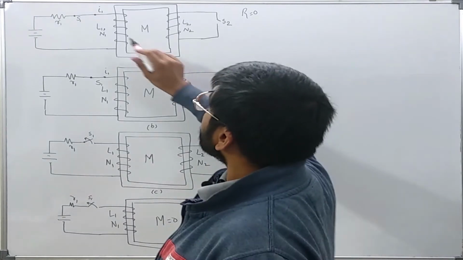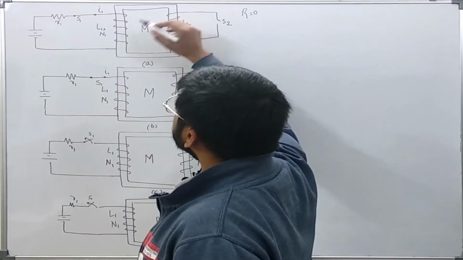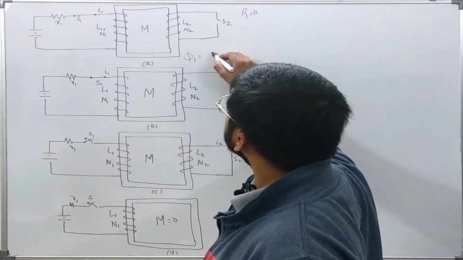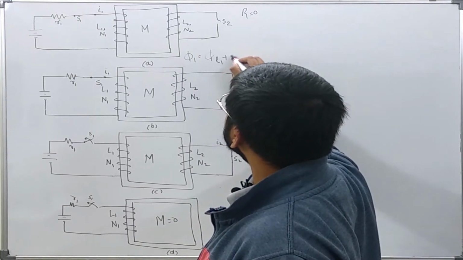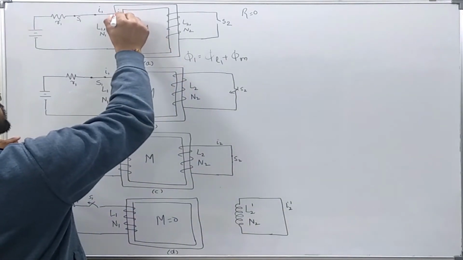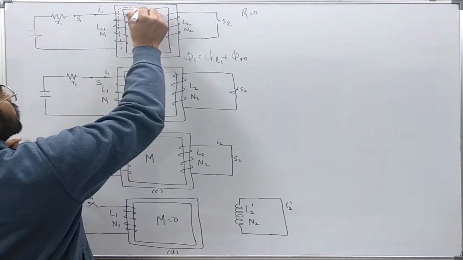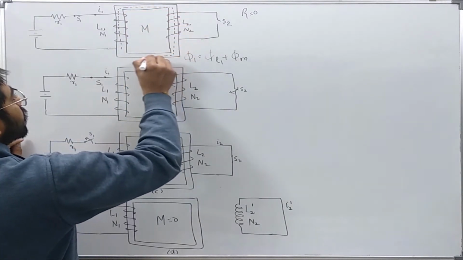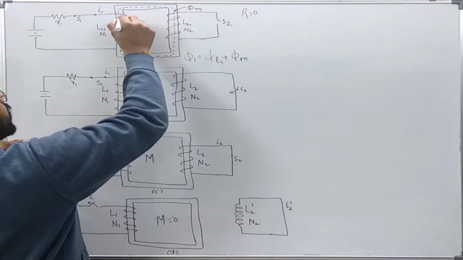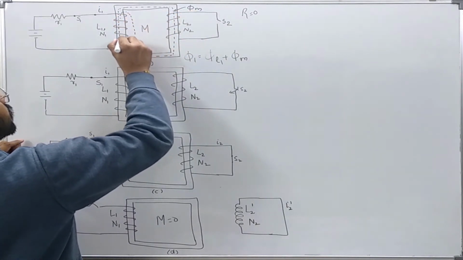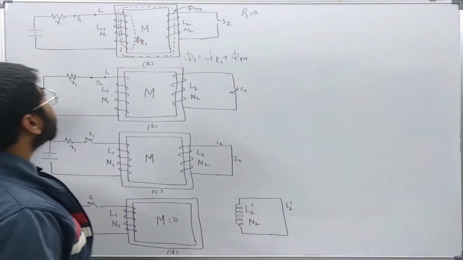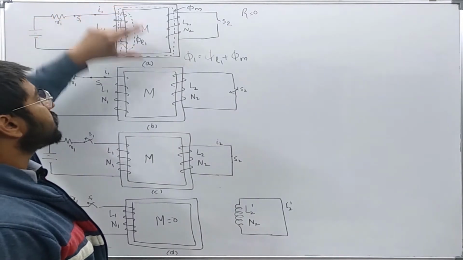Now I1 will create a flux phi 1, which comprises two parts: the leakage flux phi L1 plus the mutual flux. So the flux will be like this. The flux linking both coils will be phi m, and this flux will be phi L1. In this way we have got some flux distribution.